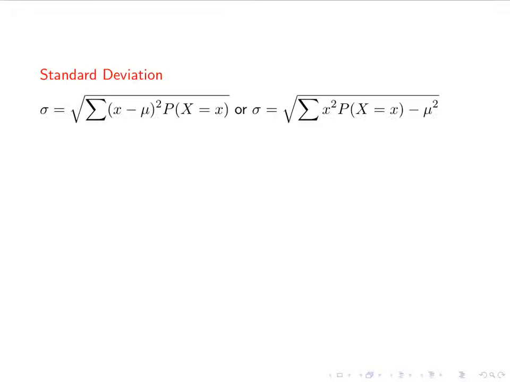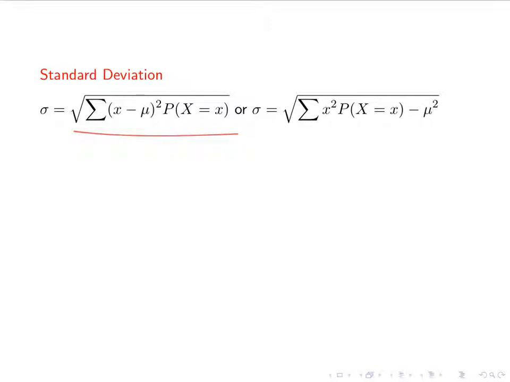The other thing we're going to look at is standard deviation. So sigma, again, the symbol for standard deviation, is the following. There are 2 different formulas for it. You can use either one, whichever one you prefer. In the first one, we multiply the difference between the values and the mean, squared, by the probabilities. Add those all together and then take the square root.